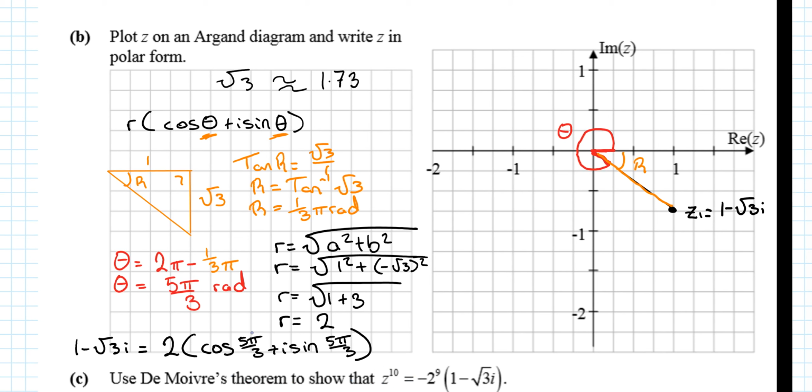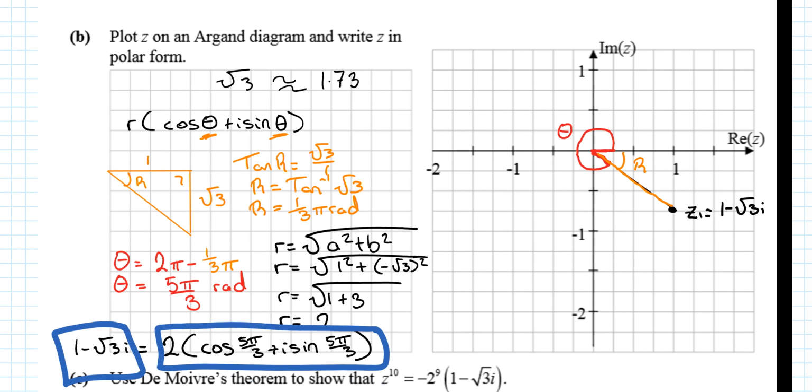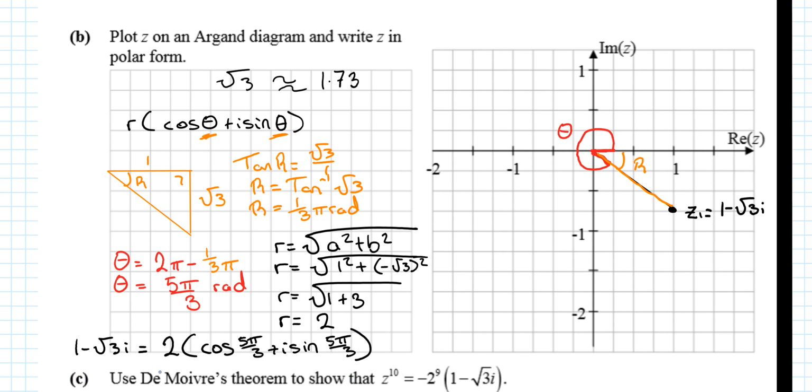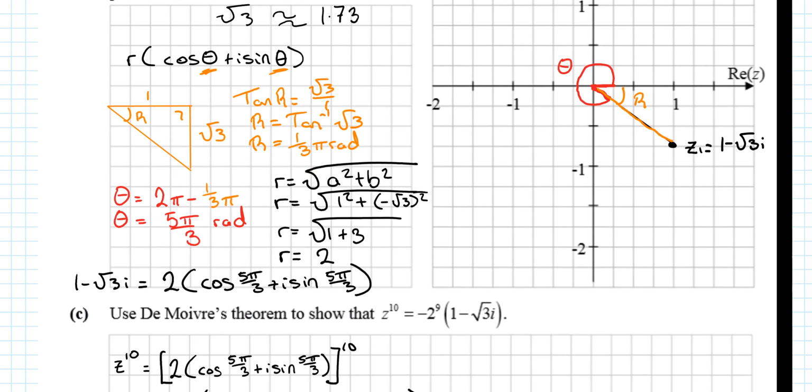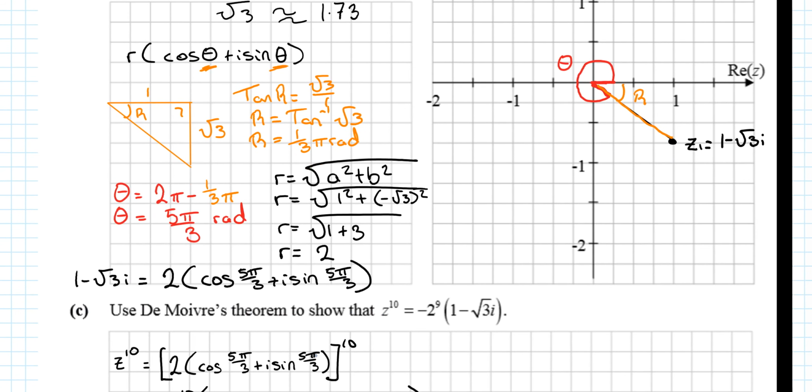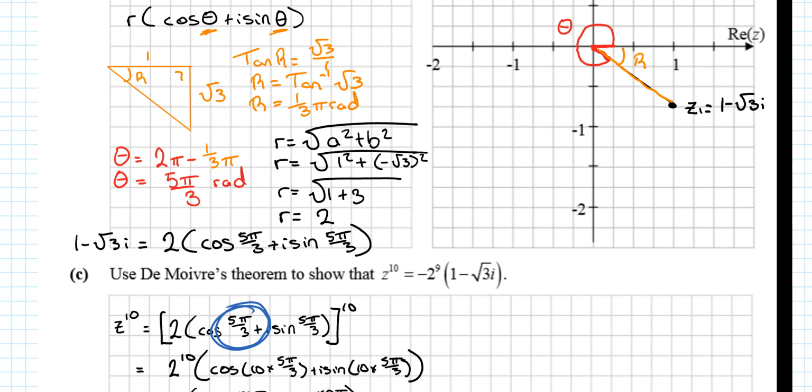Okay, well, this was z, and so was this, and we're going to put it to the power of 10. So we want to use the Modulus theorem. The Modulus theorem says that it's the modulus to the power, so it's going to be 2 to the power of 10, and then the argument by the power. So modulus to the power, argument by the power.